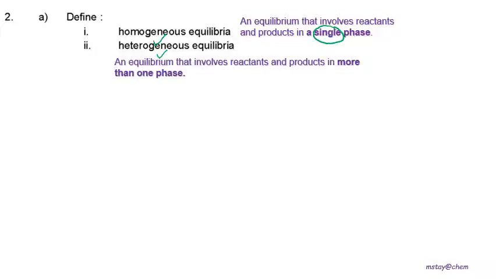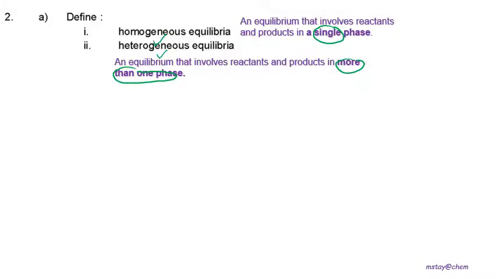Let's proceed to question number 2. Define the homogeneous equilibrium and also heterogeneous. So homogeneous equilibrium is an equilibrium that involves reactant and product in a single phase. While for heterogeneous equilibrium, it can have more than one phase.